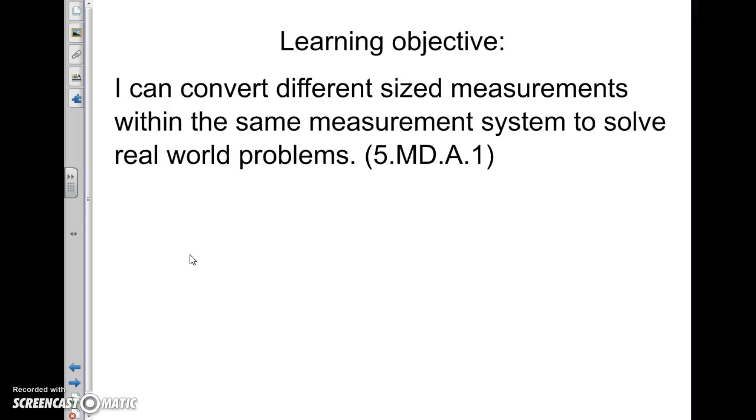Our learning objective today: I can convert different sized measurements within the same measurement system to solve real-world problems. 5th grade standard, measurement data, A1.